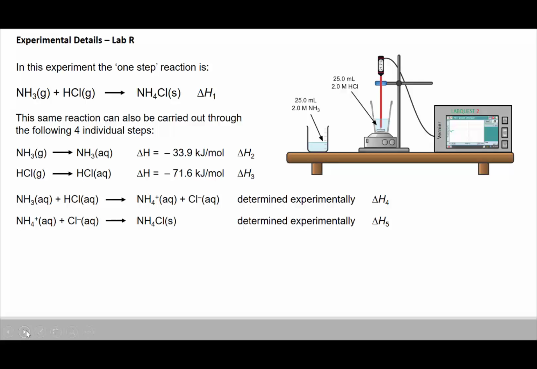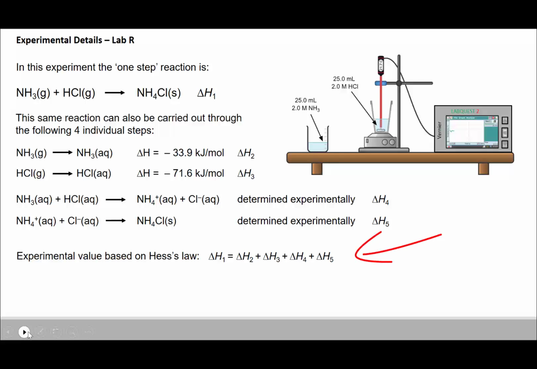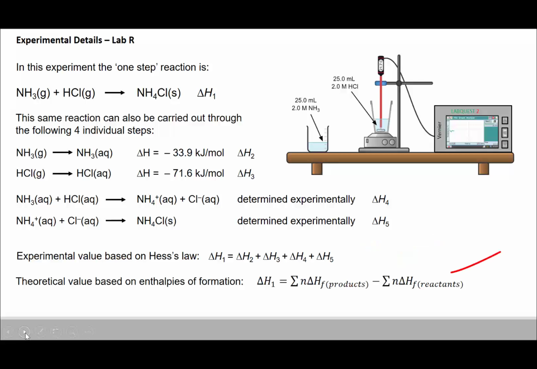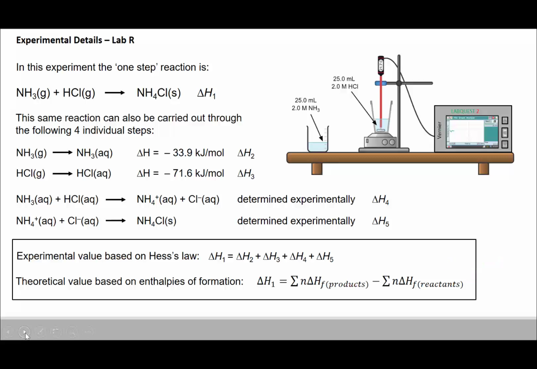The change in enthalpy for this dissolution reaction will be equal in magnitude, but opposite in sign to the target delta H5. Once the experimental changes in enthalpy, delta H4 and delta H5, have been determined, an experimental value for delta H1 can be calculated based on Hess's law. The experimental value can be compared to a theoretical value for delta H1, which is calculated using enthalpies of formation. Enthalpies of formation are readily available in reference books and are also reported in the lab manual.